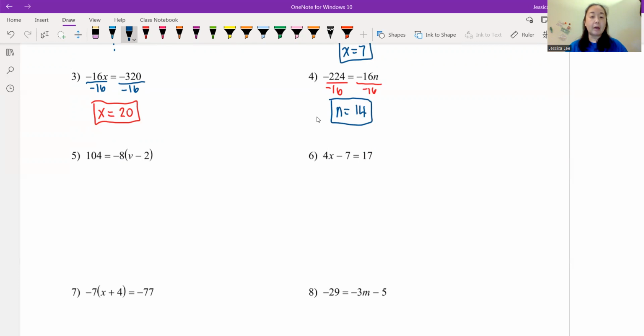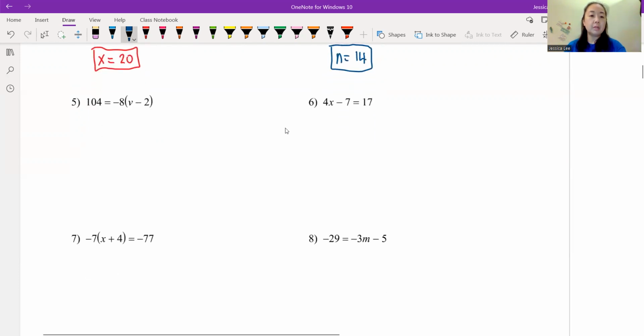Okay. Now, those are all one-step equations. Now we're going to get into two-step equations, or a couple different step equations. Here we go. There are 2 ways to solve this. I'll show you the more traditional way for number 5, and then for number 7, I will show you another way to do it. The other way always works, but it's not always easier to work with.